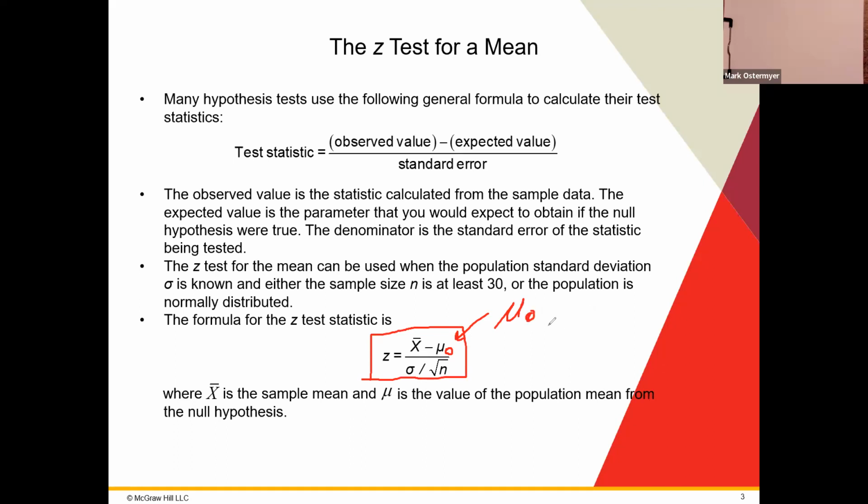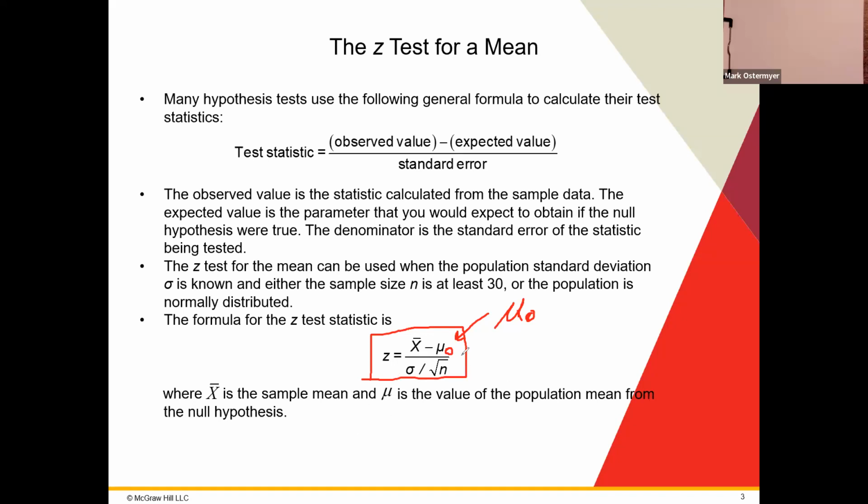This is the unknown mean of the population under the null hypothesis. And that little 0 reminds us of what the mean is being set equal to in our null hypothesis statement. This is going to be divided by the standard error of the sampling distribution, which is to say the standard deviation of the population divided by the square root of the sample size. So this is our test statistic value here.